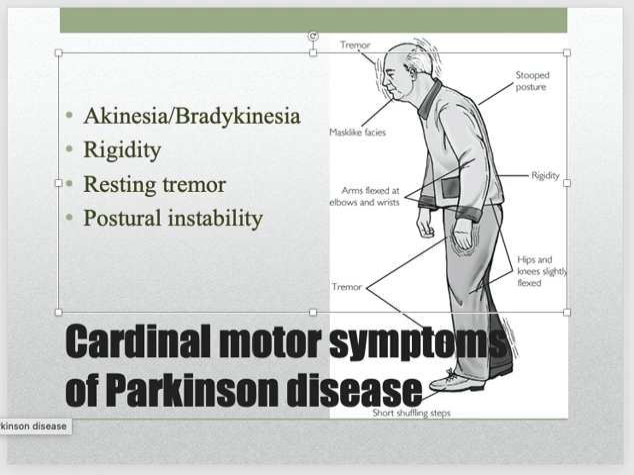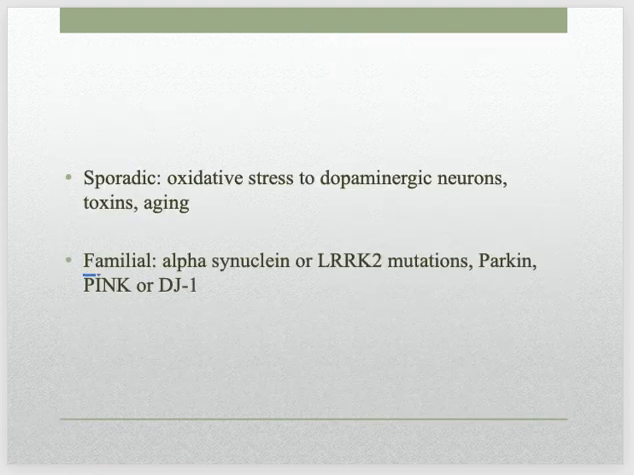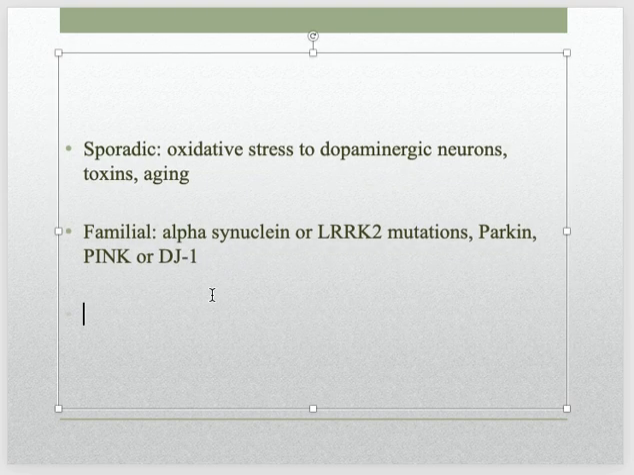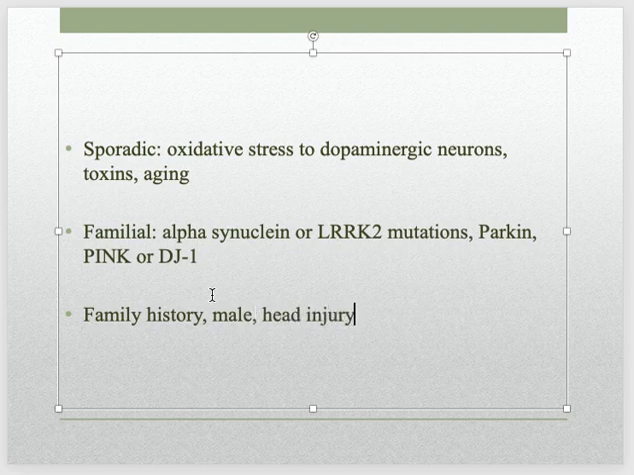One more thing, whenever we take history, we have to ask how much the patient is at risk of getting this condition. For example, if you find a family history of Parkinson's disease, if the patient is male, if there is a history of head injury, if the person is living in a rural area, or if there is exposure to certain neurotoxins, like the neurotoxin called MPTP, okay? All these are risk factors for getting Parkinson's disease.